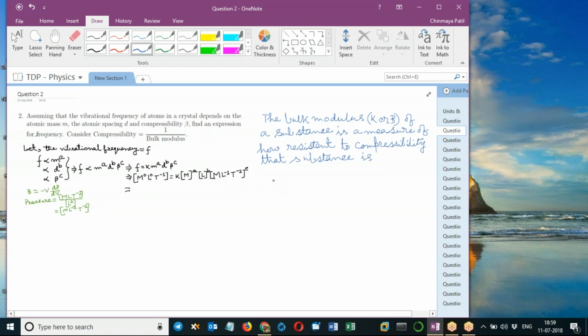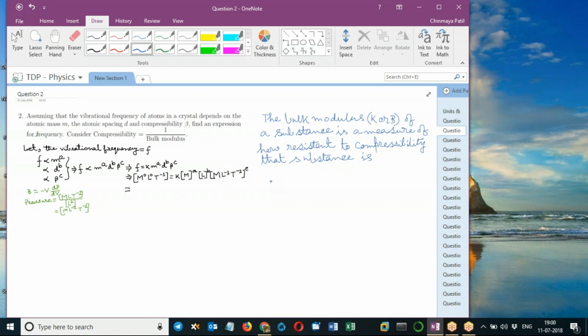So how to find the dimensional analysis of the bulk modulus? Just give me a minute. Okay, now, to find the dimensional analysis of the bulk modulus, the way we can find it is this.